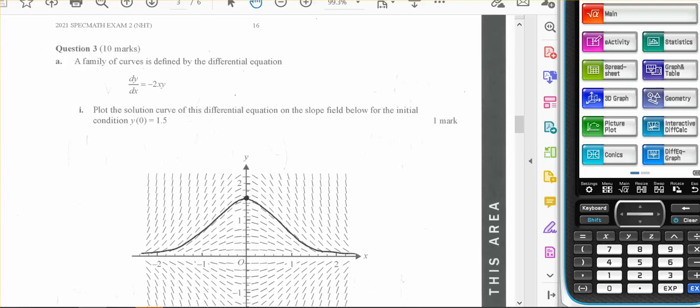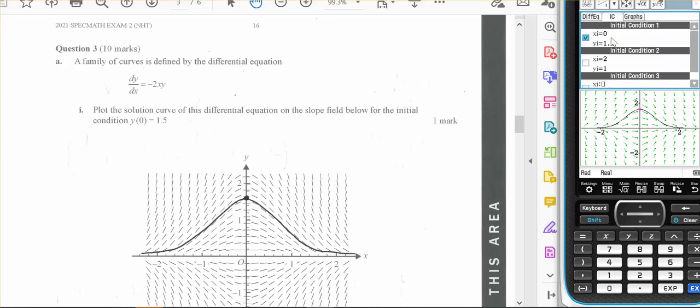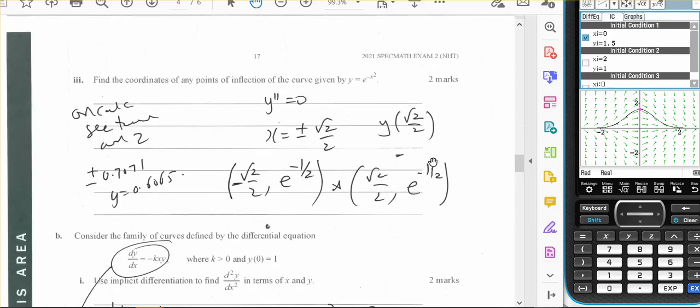This is for question number 3. We have a difference equation. I've been asked to sketch it, so I've gone into difference equations. Here it is, it's drawn the force field. I've placed the initial condition of (0, 1.5), which is what I was told here. And it's drawn it for me, so I've just sketched it onto the curve, just like that, for 1 mark.